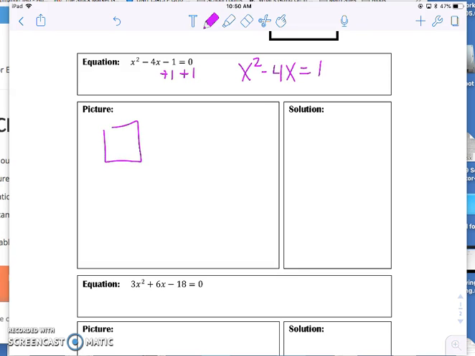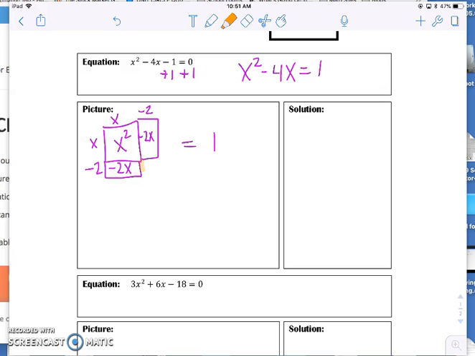Now in algebra tiles, this is our x squared tile. And if we have negative 4x's, I could put negative 2x here and negative 2x here. And this equals just a 1. So as you can see, it's not quite a complete square. So if we were to factor this, x times x gives us x squared. X times negative 2 gives us negative 2x. X times negative 2 gives us negative 2x.